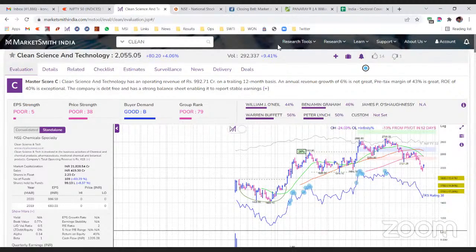Raj, can I add a couple of points on Clean Science as you have taken it? Sure, we had attended the call. As Raj was pointing out, what I heard from the call was that the company has been facing elevated freight and RM prices, but they feel that it remains a short-term challenge for the company.